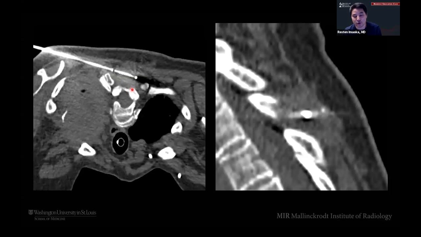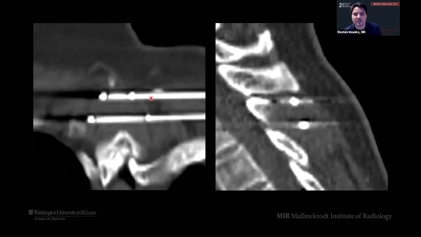Cryo will never really go away because you can sculpt ice to make whatever shape you want, and then you can see it on CT, right? With RFA, unless you're doing RFA under MRI, which a lot of people are not, you cannot see those changes at all. Whereas on CT, you can see the cryoablation changes. So this is kind of what it looks like.